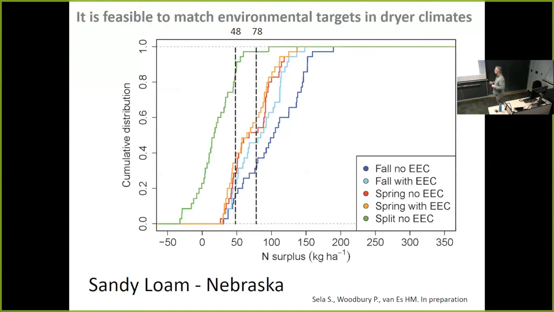But the real improvement happens when you move into the split application and go in season and just supply fertilizer closer to when the crop actually needs it. And in fact, just by shifting your management into in season, it's very feasible to match those targets if you're in a dry location. So it can be done.